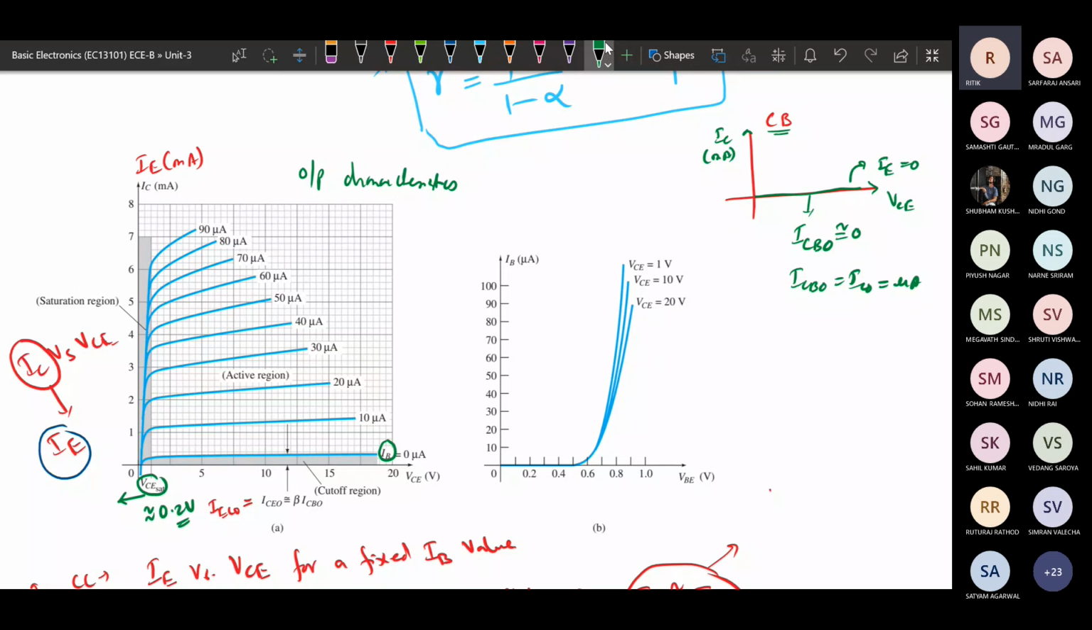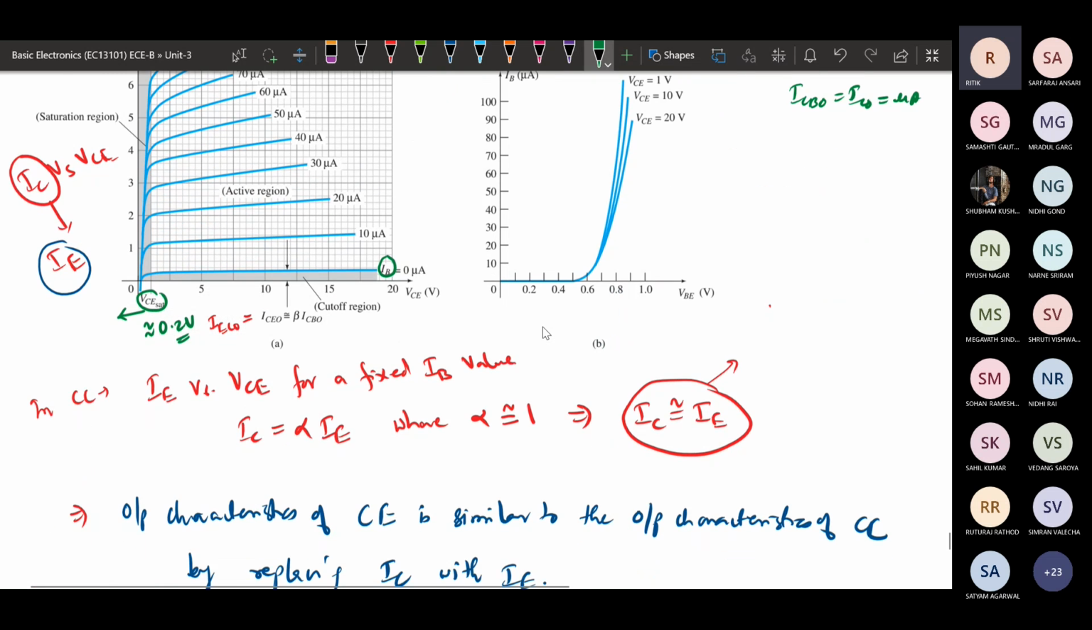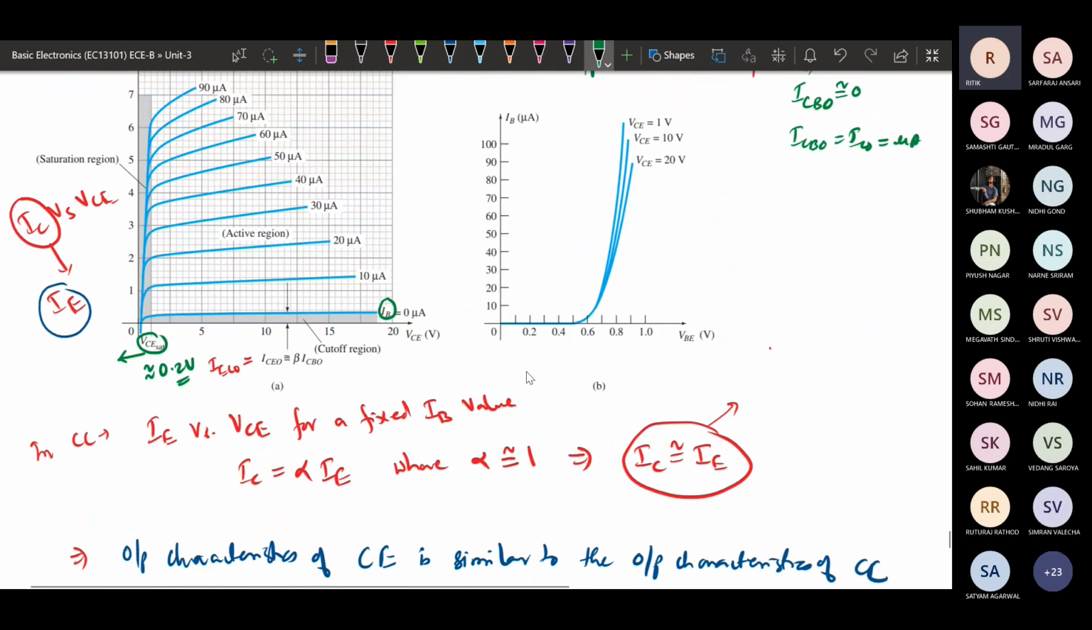And the input characteristics will look like a diode characteristics, but it is not exactly a diode, in case of common collector. So this is all about the common collector.